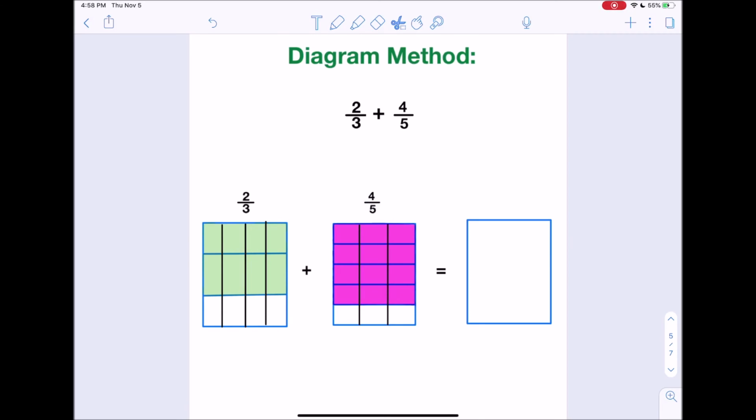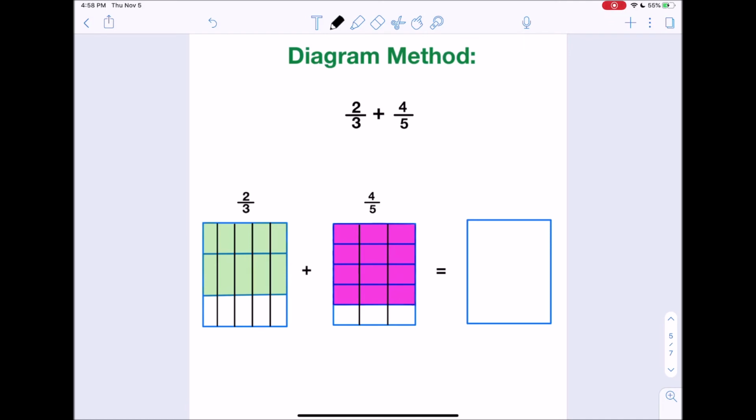Okay, now I have 15 on the right, but I only have 12 on the left. So that means I have to divide the left again because it's less than the right rectangle. So I'm going to go ahead and move these over, and I'm going to divide again on the left. Okay, so now I count how many parts I have on the left-hand side rectangle, and now I have 15.